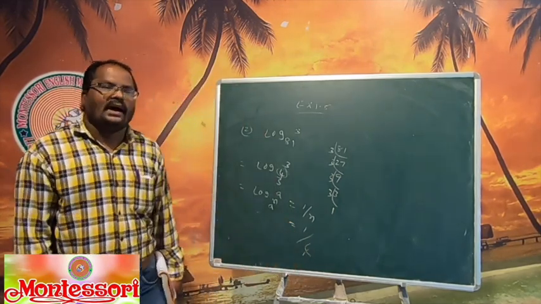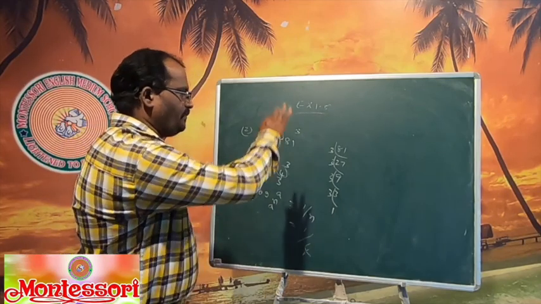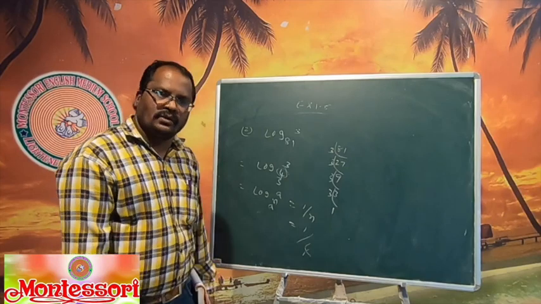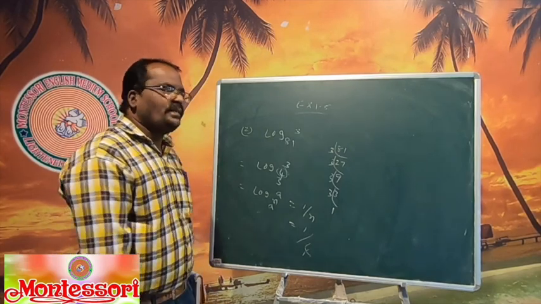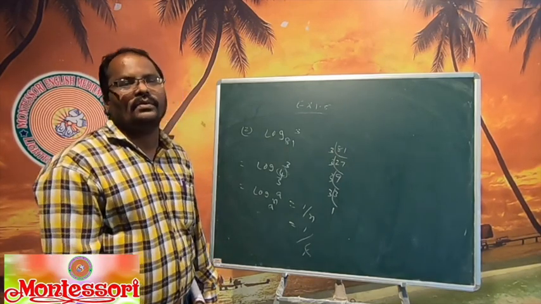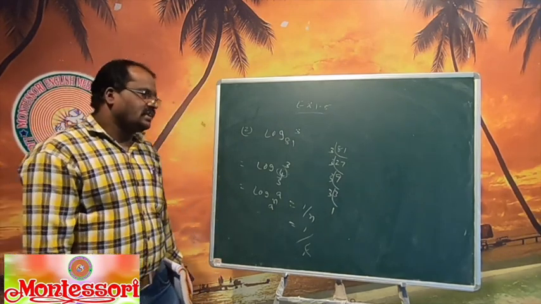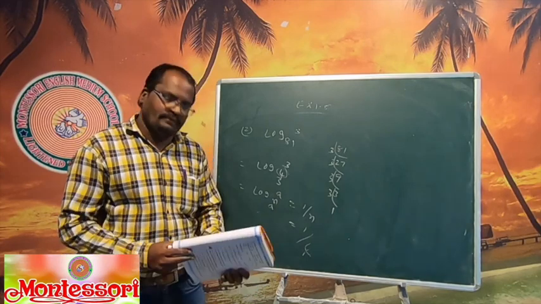First of all, you have to write 81 in factors. 3 will occur 4 times. That means 3 power 4. Then in place of 81 you have to replace 3 power 4. Log of a power n to the base a is equal to 1 by n, so your answer is 1 by 4.